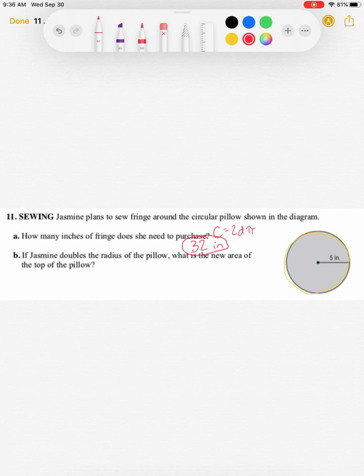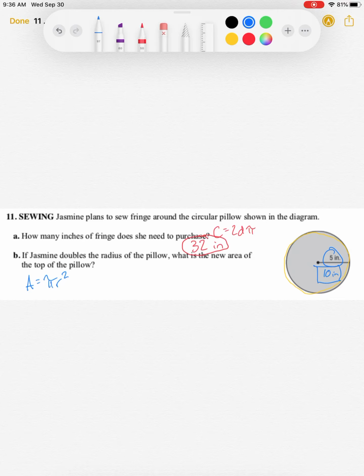If Jasmine doubles the radius of the pillow, what is the new area of the top of the pillow? So now we're finding the area, which is pi times radius squared. We need to figure out if she doubles the radius. So if we double the radius, it's going to go from 5 to 10 inches. Then we need to find out what the new area is. So using this 10 inches, what would the area be?